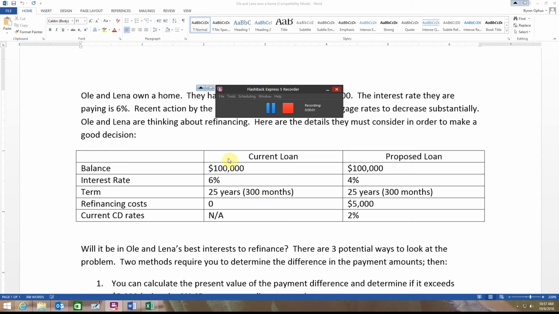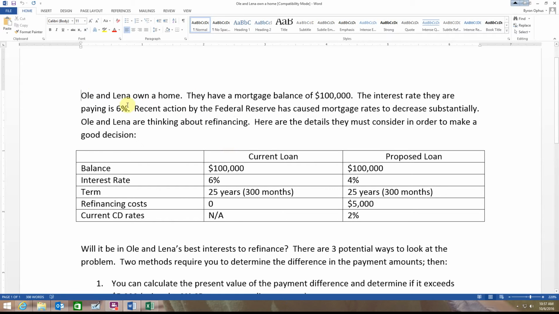Alright, so I've asked you guys to help Ole and Lena out about possibly refinancing their home. They own this home, they currently owe about 100 grand on it, and they're currently paying about 6%. Current rates are about 4%, so they're wondering, should they refinance?